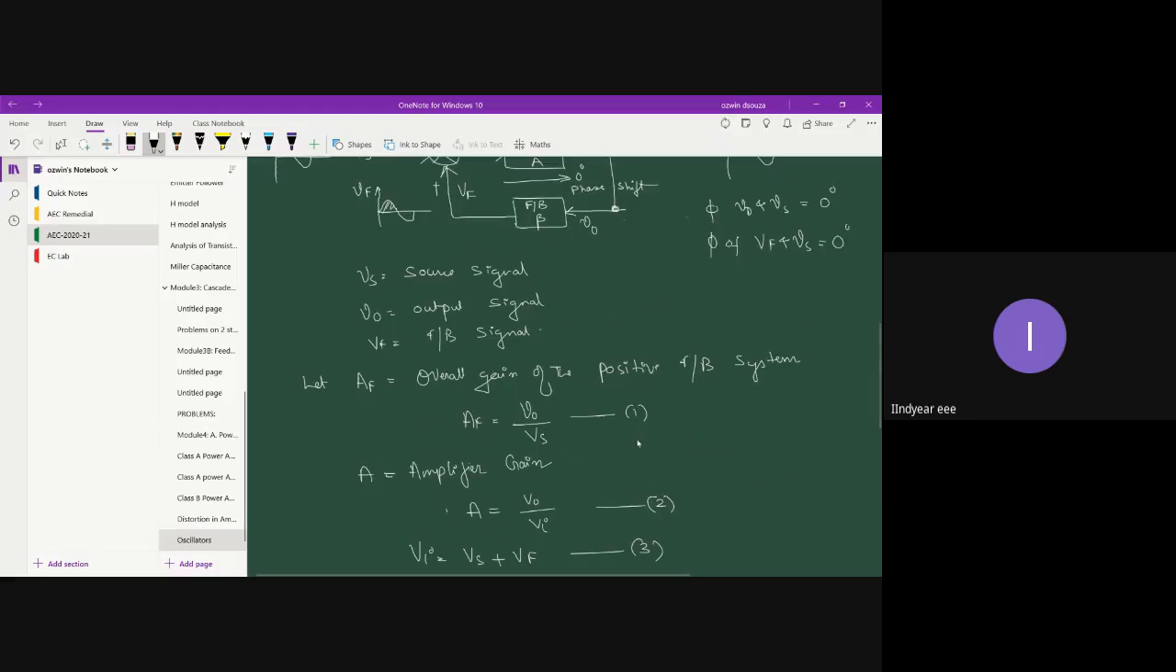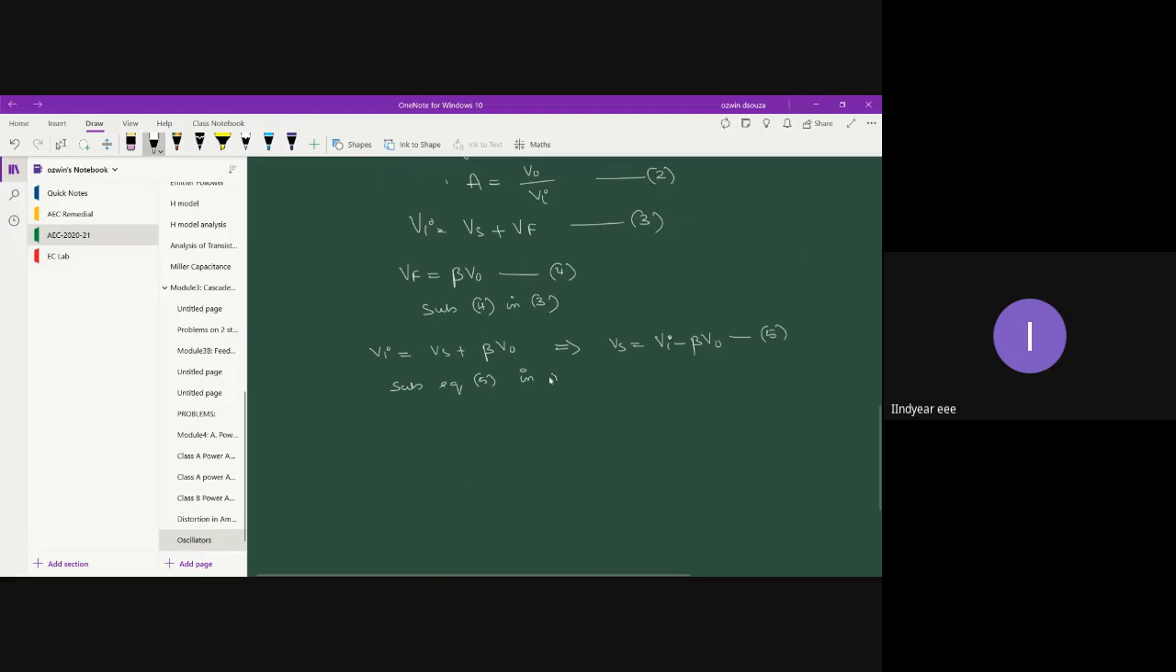You can substitute equation 5 in the main equation, AF. So you would get AF is equal to V naught divided by Vs, where Vs is Vi minus beta into V naught. We'll just do some small manipulation. Let's divide the numerator and denominator with Vi. No harm done, mathematically the equation still remains the same.